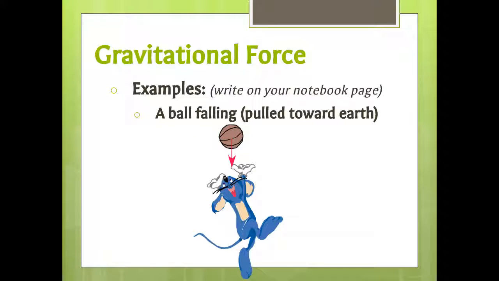An example of gravitational force would be a ball falling. So the ball is being pulled towards the earth. The 2 objects in this situation are the ball and earth. However, earth is such a big mass that it's not going to be pulled towards the ball. It's going to have such a big mass that the ball is going to come towards the earth because the ball is smaller or less mass.